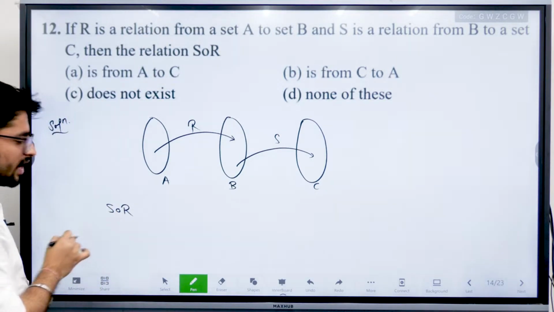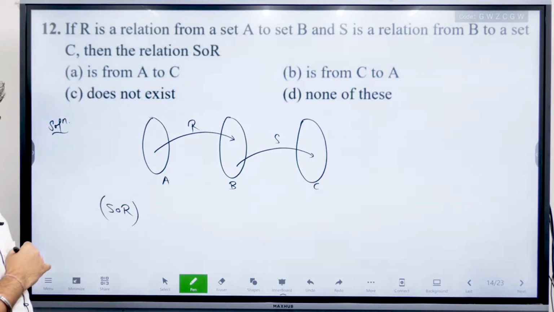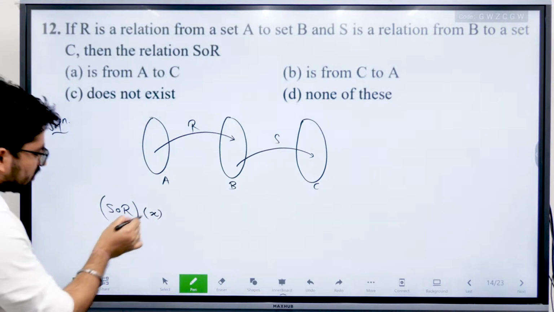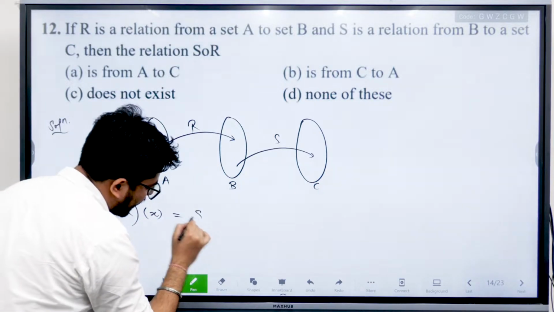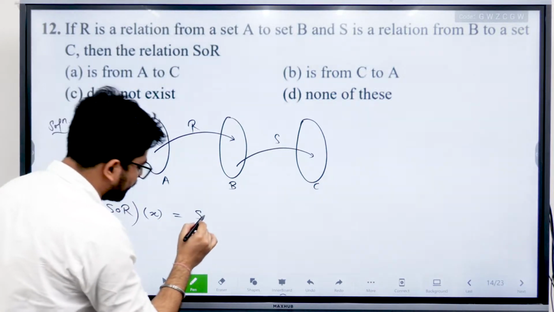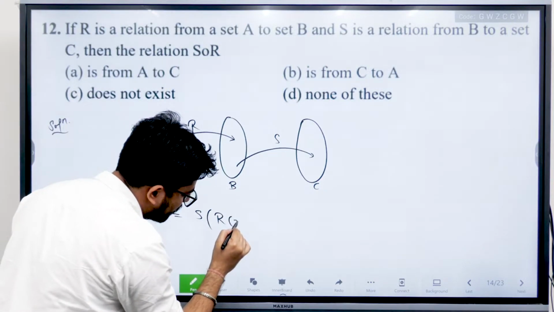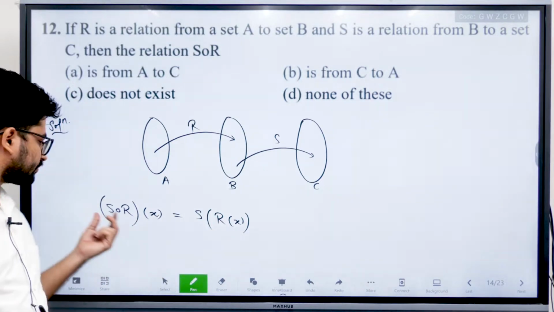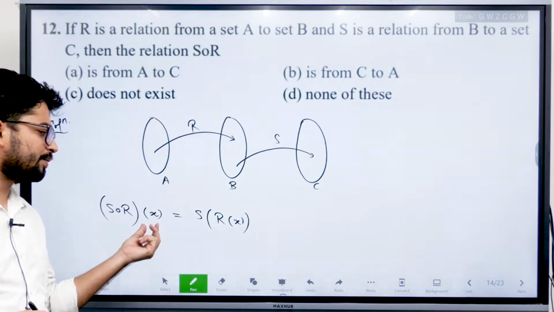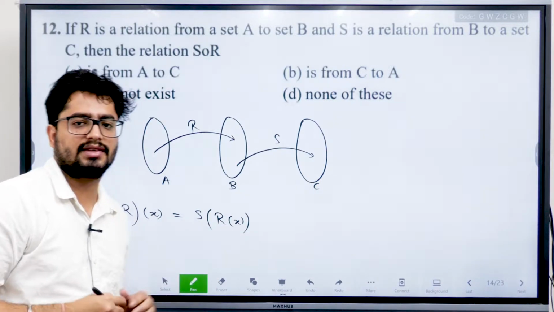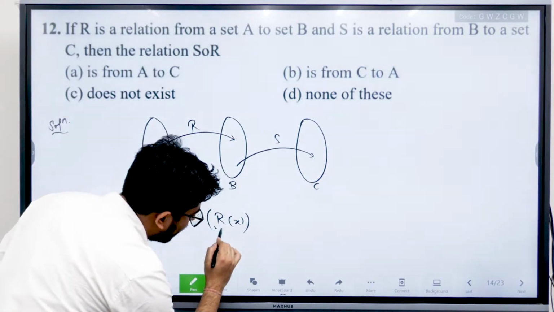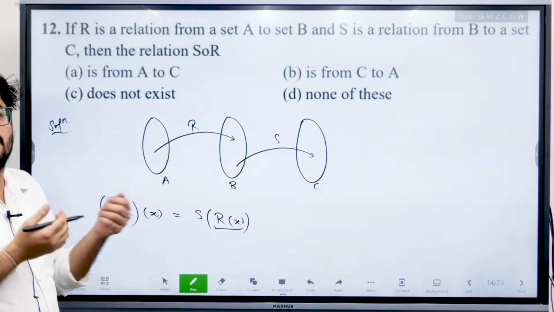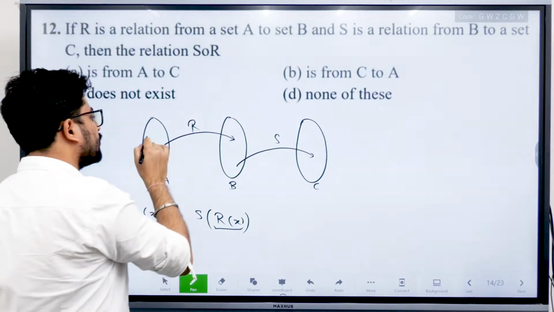If this is a relation, then for this relation you must have some input. When you give some input x to this S∘R, it is defined as S of R(x). This is the definition: S∘R of some input is defined as S of R(x). So here x is the input of your relation R, and R takes input from set A.